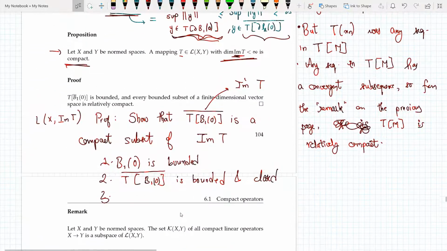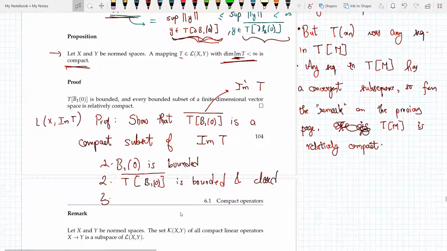Now if you see carefully, the closure that we have taken here is in the image of T rather than in space Y, because I know that the dimension of the image of T is less than infinity, so it's finite dimensional. So if I have closed and bounded in a finite dimensional setting, then it implies compact. But Y might be infinite dimensional, so I cannot take the closure in Y. I have to take it in the image of T.